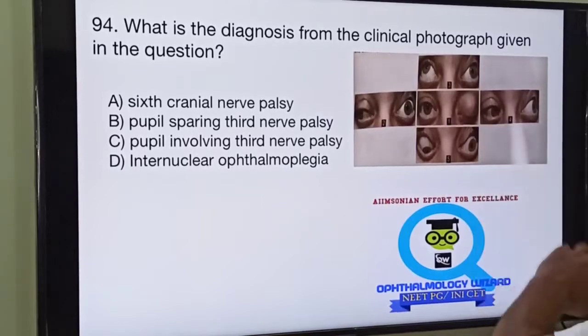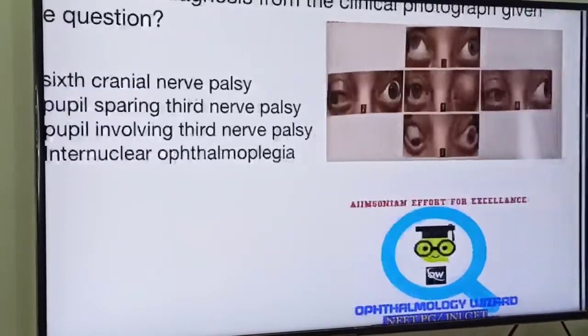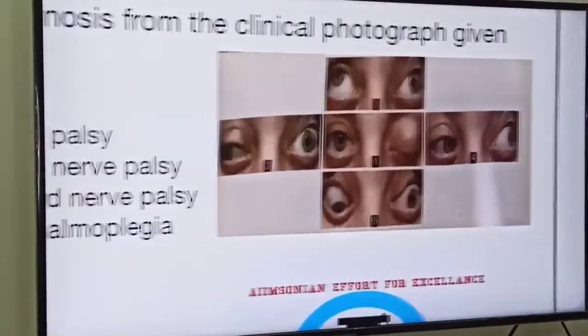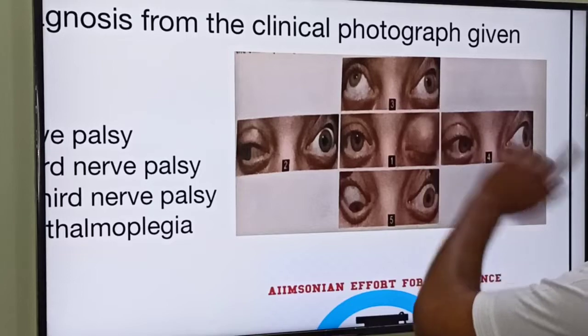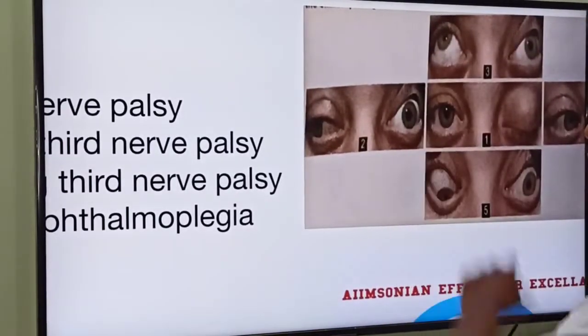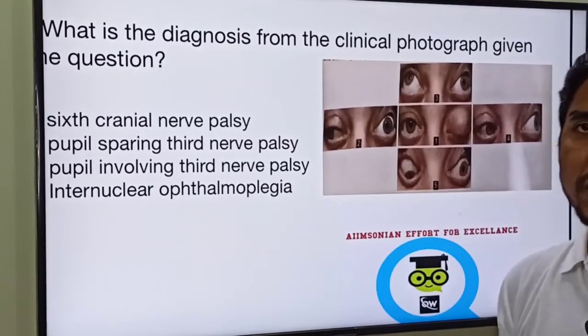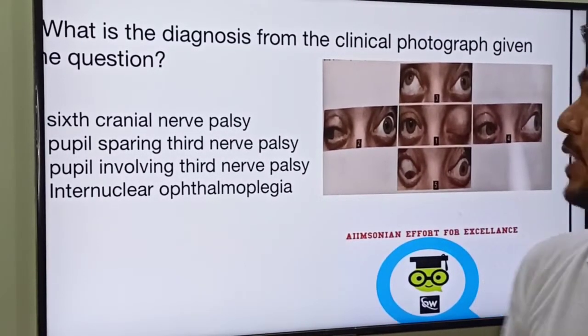You can appreciate, not the dilated, but you can see a mid-dilated pupil here. Best appreciated in this case, this pupil is dilated. So obviously, there is adduction deficiency. Adduction is by the medial rectus, and the third nerve is supplying that one.